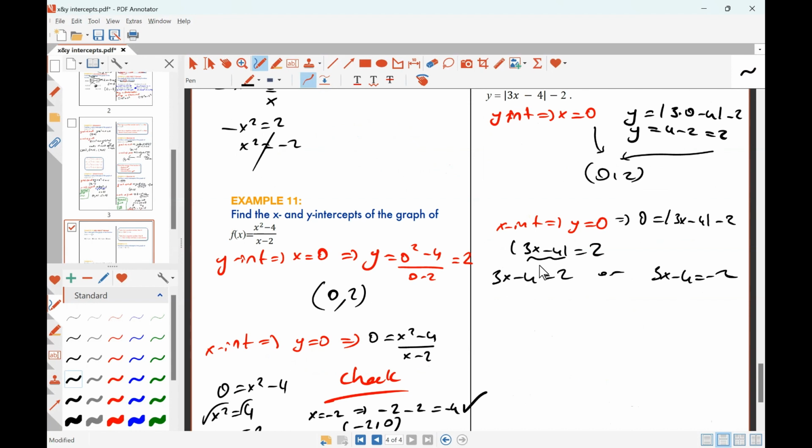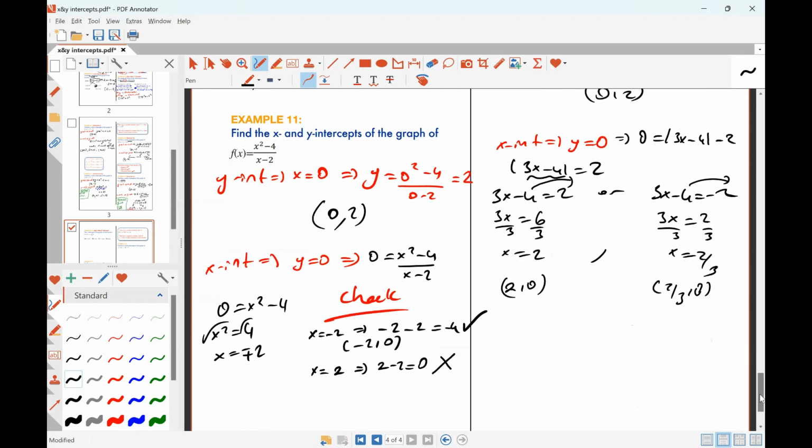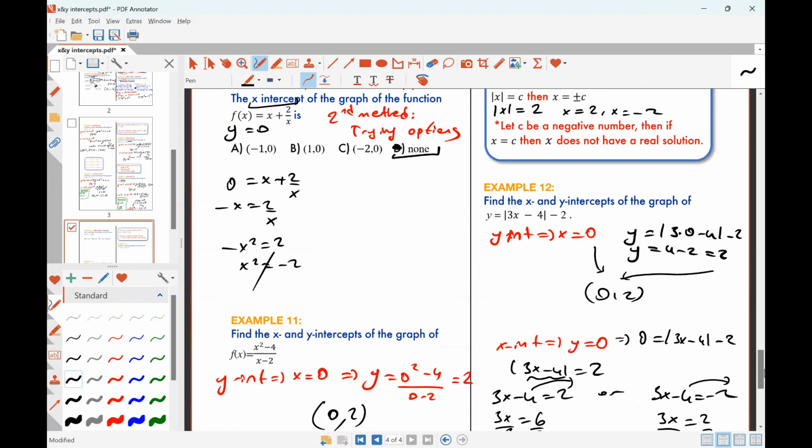The first equation, bring negative 4 to the other side. 3x becomes 6. By dividing both sides by 3, x becomes 2. Or for the second, 3x minus 4 equals negative 2, bring negative 4 to the other side. 3x becomes positive 4 minus 2, which is 2. Divide both sides by 3. X becomes 2 over 3. So what are my points? My points are 2 comma 0 and 2 over 3 comma 0. So they are my possible x-intercepts. I say possible because this is one of the functions that we need to check the x-intercept.